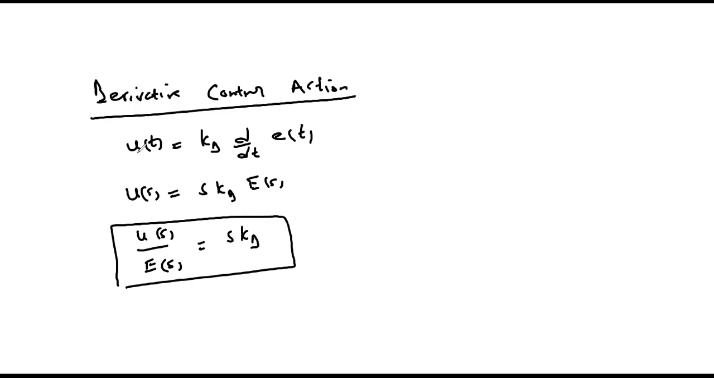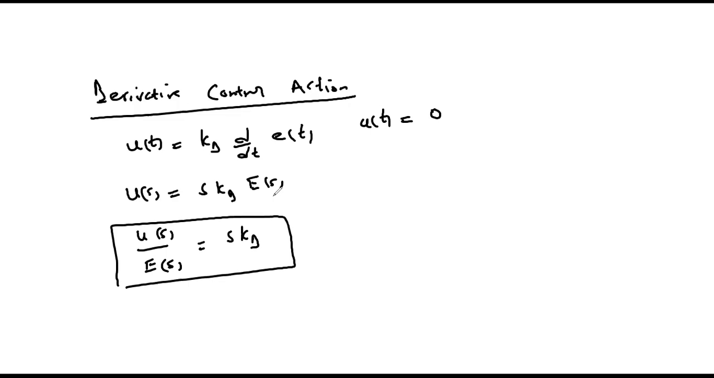However, we notice that if the error is constant, then the control signal will be equal to 0. If the error is constant, the derivative of a constant is 0, and therefore the control action u of t will be equal to 0. That means we cannot use the derivative control action if the error is constant or if the error is varying slowly. And that is one of the shortcomings of the derivative control action.